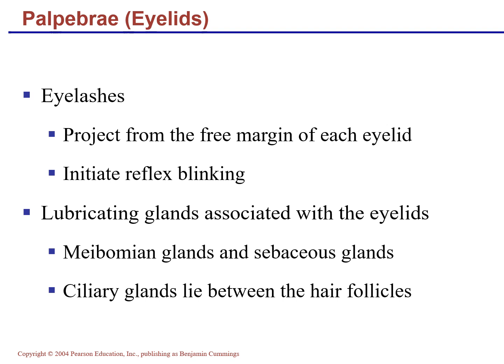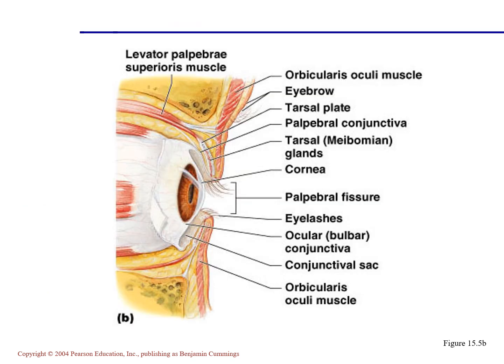When we blink, we have lubricating glands, the meibomian gland and sebaceous glands. You don't have to worry about those. And ciliary glands lie between the hair follicles as well, which we know those exist if you've ever gotten a sty, S-T-Y, in your eye. It's an inflamed ciliary gland or possibly sebaceous gland of the eyelid, and they're very painful and they take a couple of days to go away.